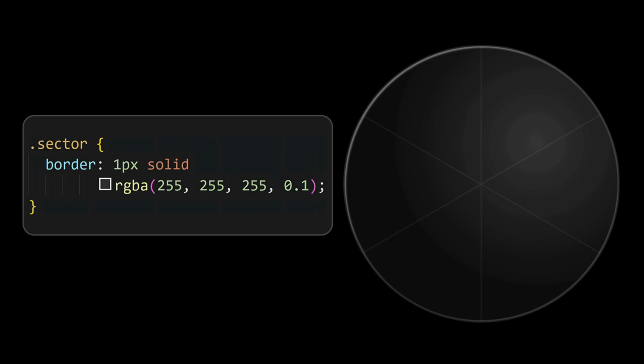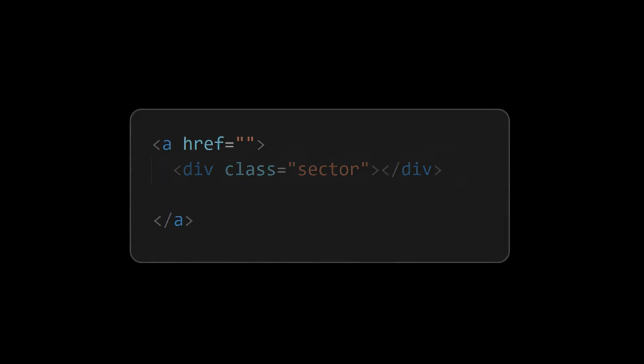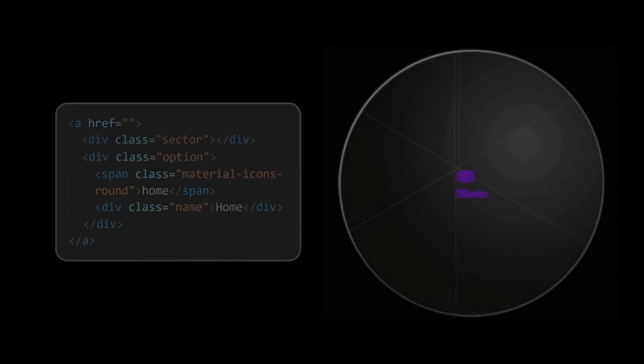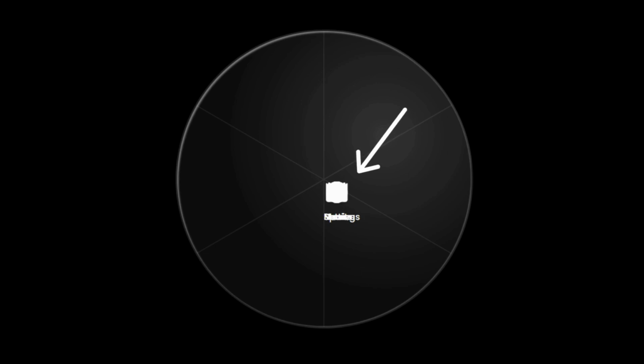Next, adjust the border of the sector elements as shown. Now we will add the menu options. For that, add an option element inside each anchor tag, and mention the icon and name as you need. We can see that the option elements are changing the position of the sectors, so fix it by setting their position to absolute. Next, style the icon and name as needed.